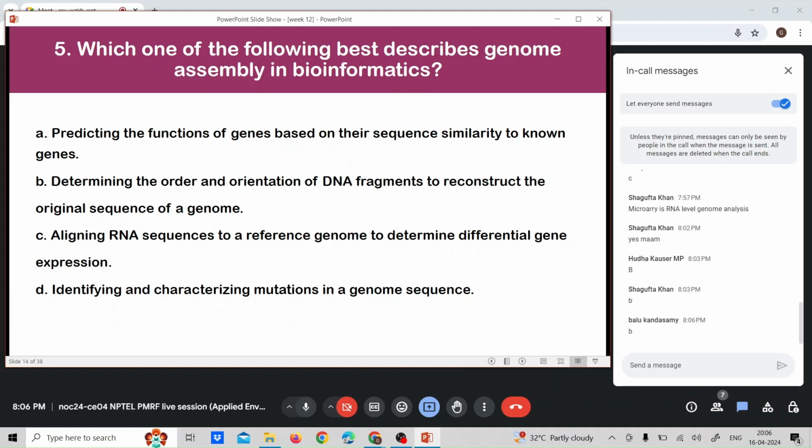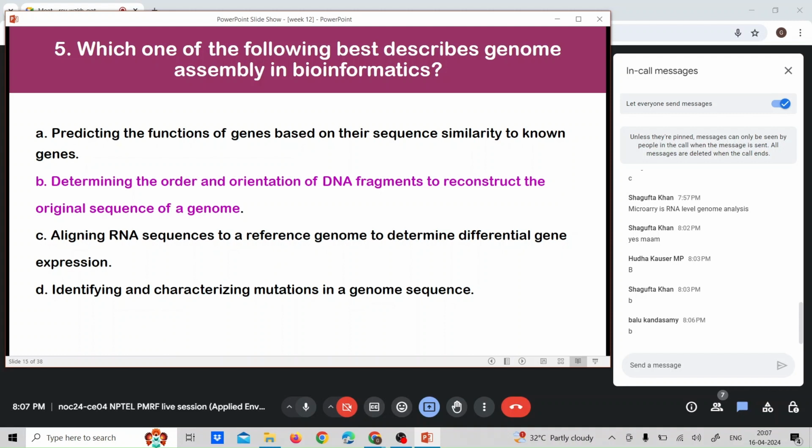Okay, two of you have answered, and the answer is right. So, genome assembly, generally, is when we have shotgun or short sequences and we have to build back whatever the original genome was. That process is known as genome assembly.